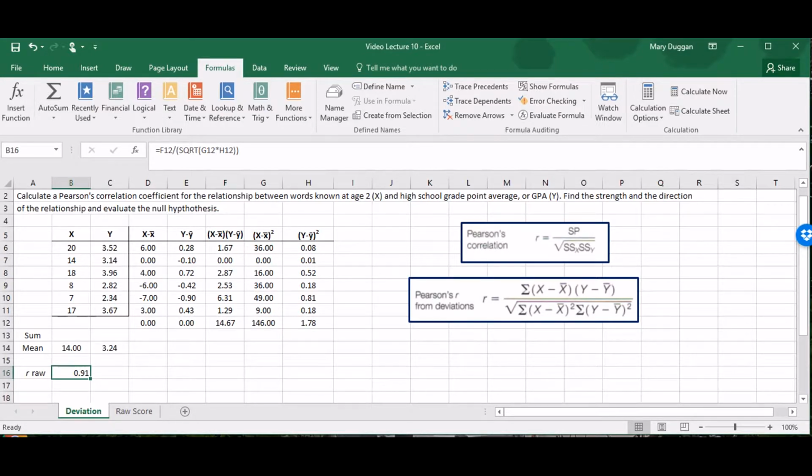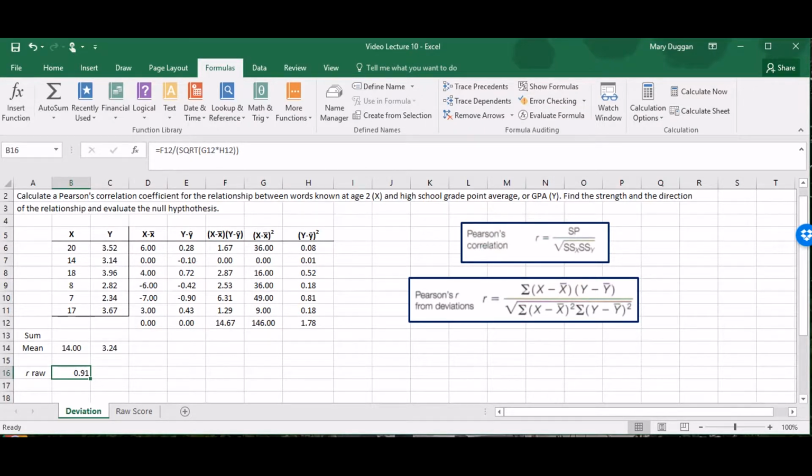Correlations vary between -1 and +1. The sign tells us whether we have a positive association or a negative association, and the magnitude tells us the strength of that correlation. In this case, we have a very strong positive correlation, meaning that the more words known at age 2, the higher the GPA in school. You could also say the fewer words known at age 2 is associated with a lower GPA in high school.